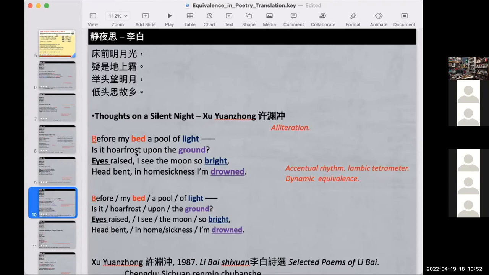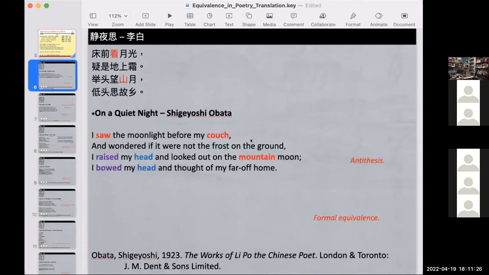If we read it: "Before my bed, a pool of light. Is it hoarfrost upon the ground? Eyes raised, I see the moon so bright. Head bent in homesickness, I'm drowned." Do you notice something in this translation? This is the first poem that has end rhyme, right? All the other versions, none of them has end rhyme, none.